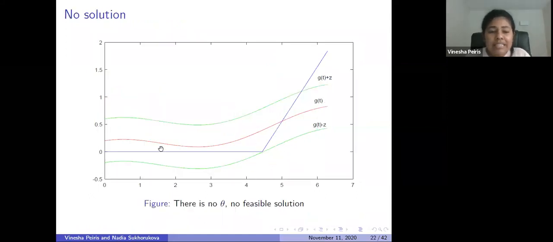In this case, again, we start at 0 and we go all the way down until we hit the lower bound, and then the slope is 1, so we go up. But for this case, there is no feasible solution. There is no theta value which satisfies the conditions in our problem.